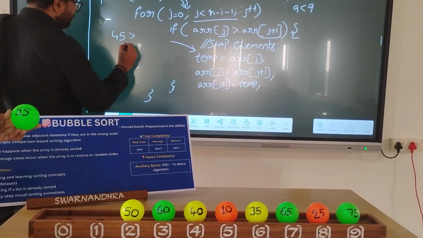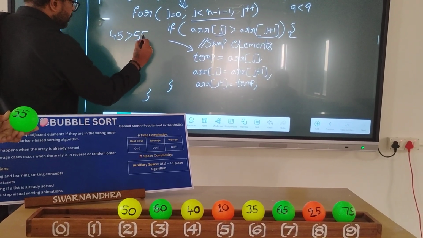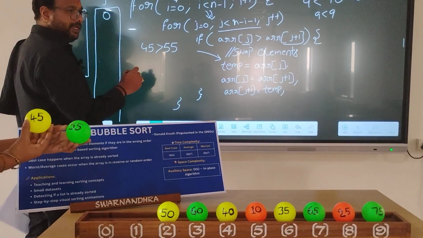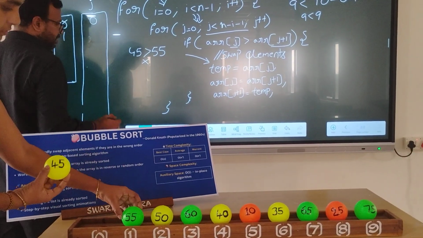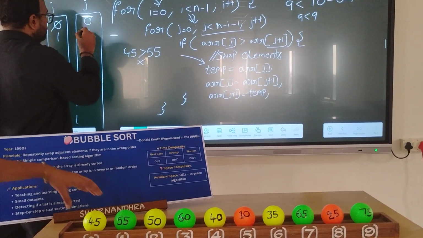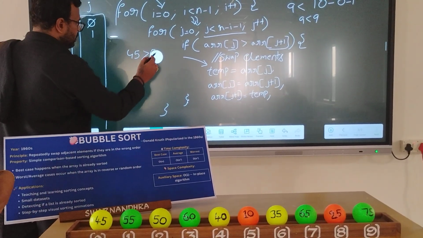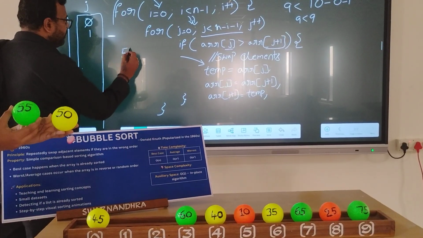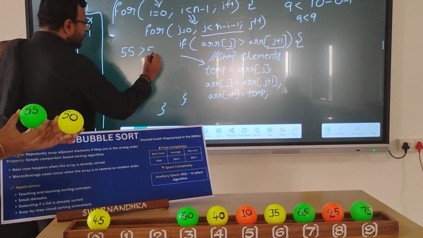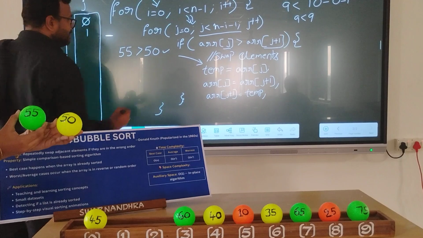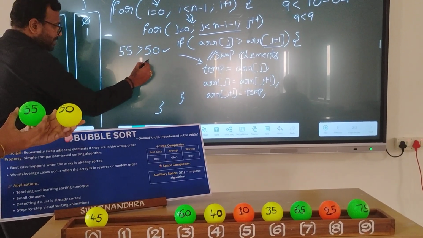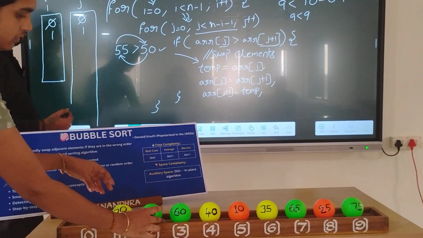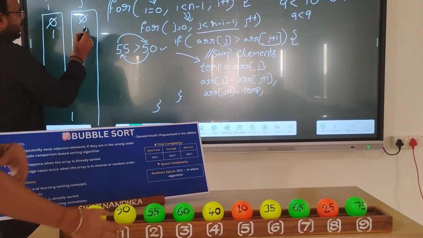45 is compared with 55. Is this condition true or false? False. There is no swapping. Now J becomes 1. Next, 55 is compared with 50. The condition is true, which means swapping is done. So 50 is moved to this position and 55 is moved to this position. Now J becomes 2.